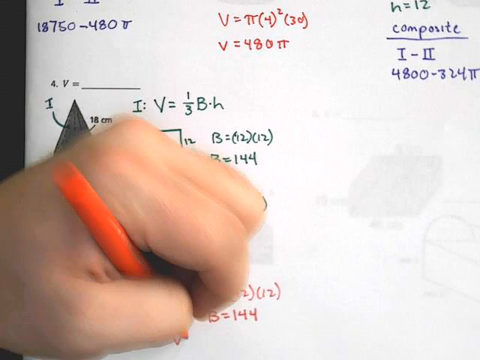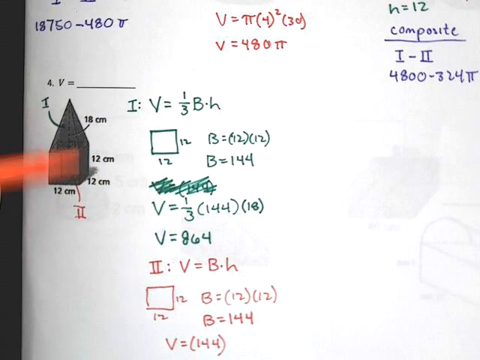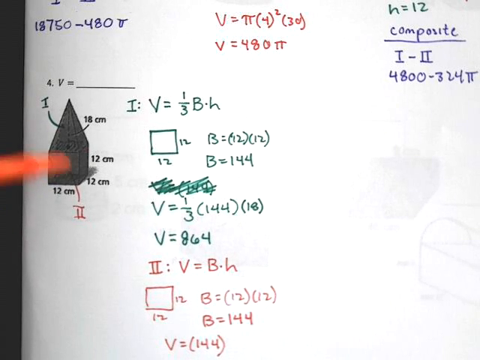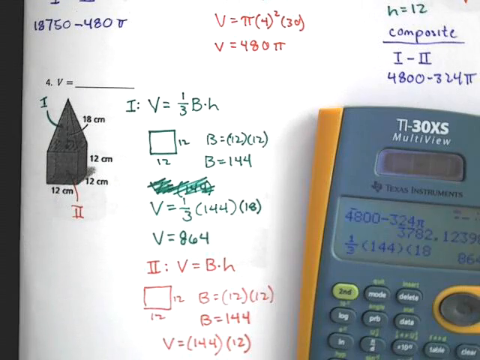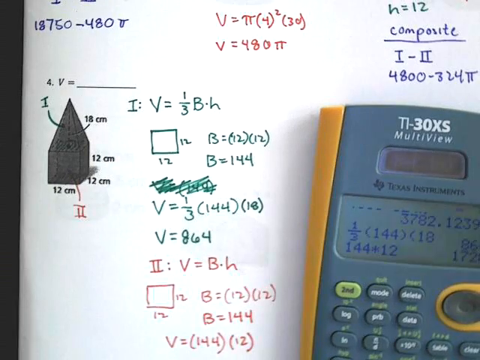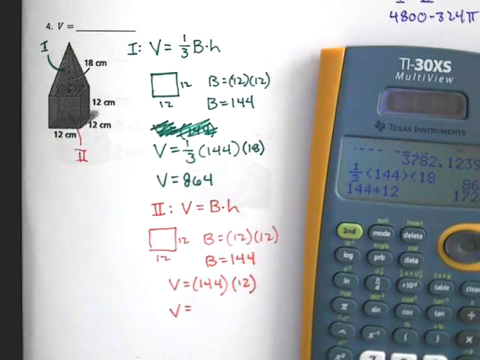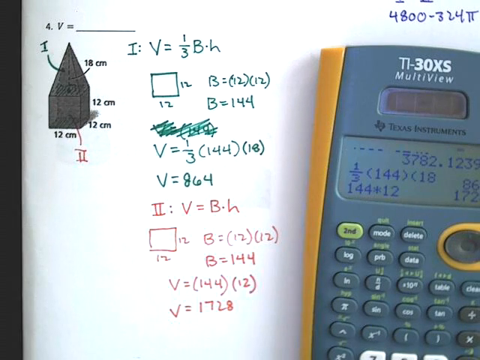Now when we come and calculate 144, and then the height of the prism, just the prism, not both shapes, just the piece that we're looking at, is 12. So when we come to the calculator, we get, sorry, let me come down a little bit, V equals 1,728. Okay, we're ready to go. Composite.